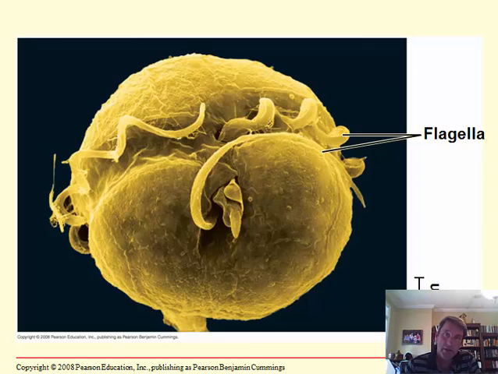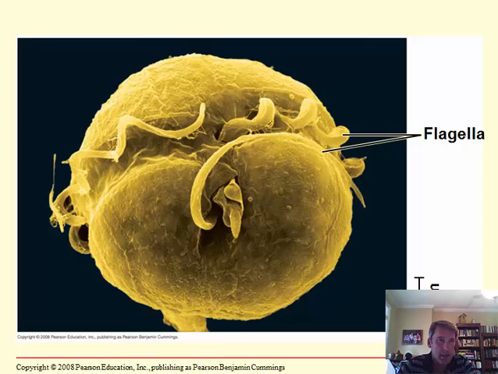Oftentimes, they'll have warning signs for people wanting to swim in that. The levels of these can be high, and they can actually be toxic to humans as well. So that's one group. Another group that we mentioned, and again, very important in marine environments, are the diatoms.